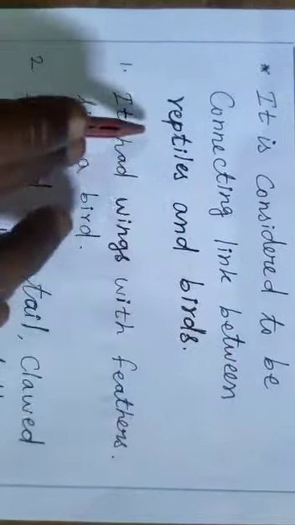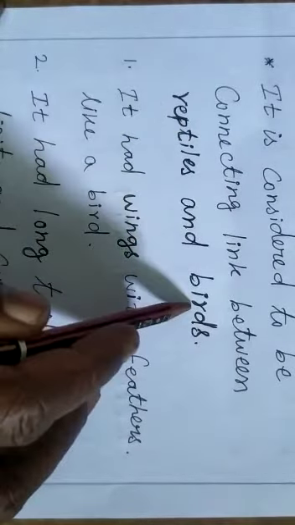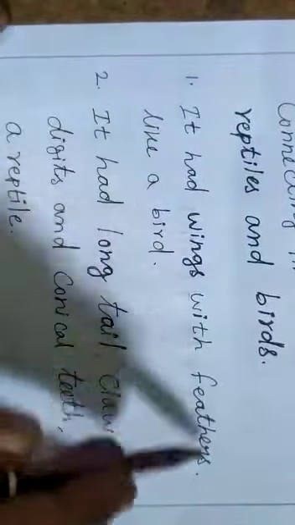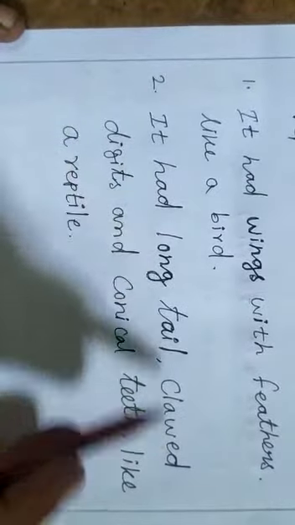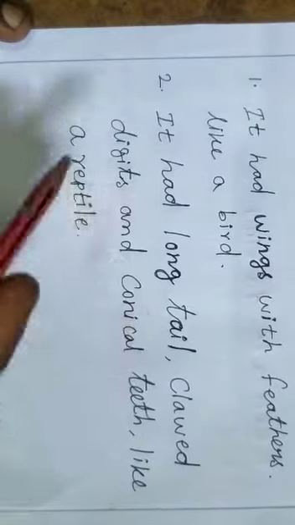Archaeopteryx is the oldest known fossil bird, found in the Jurassic period. It is considered to be a connecting link between reptiles and birds. What is a connecting link? It has both reptile characters and bird characters. It had wings with feathers like a bird. It had a long tail, clawed digits and conical teeth like a reptile. This is called a connecting link.